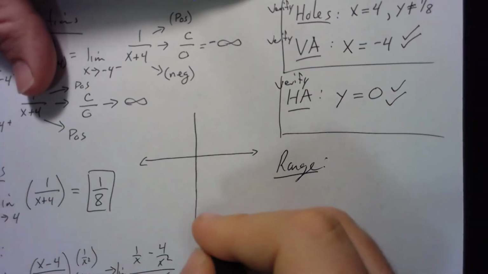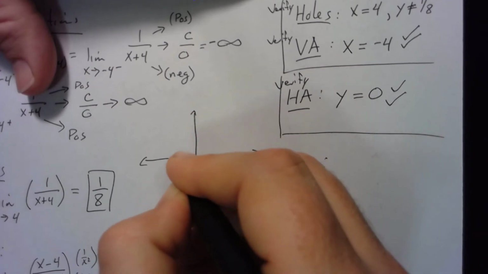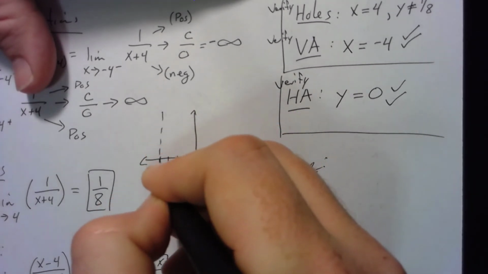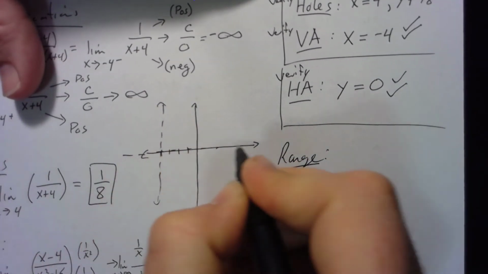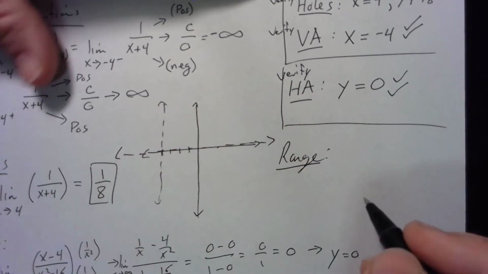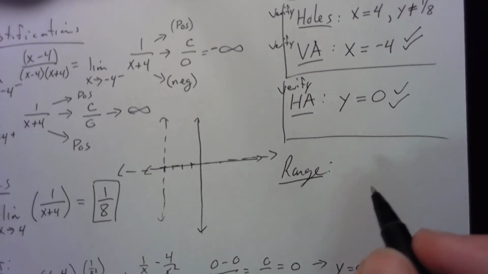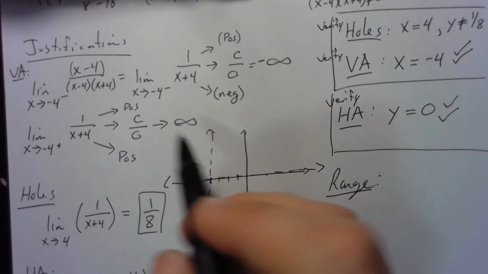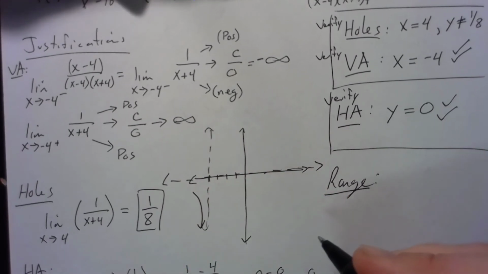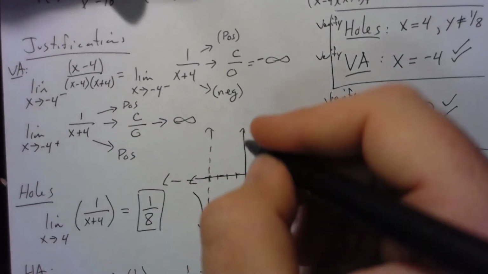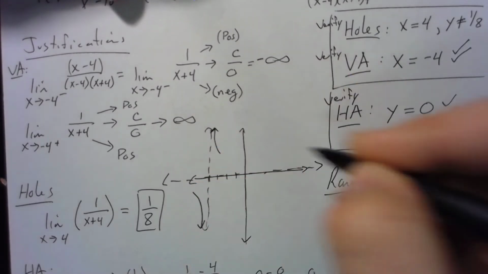I know at negative 4 I have a vertical asymptote. 1, 2, 3, 4. There is a dotted line. I know that at y equals 0 there's a horizontal asymptote. I'm going to draw that dotted line. As we approach negative 4 from the left, I'm going down to negative infinity. As we approach negative 4 from the right, I know it's going up, so I can identify that that's happening.